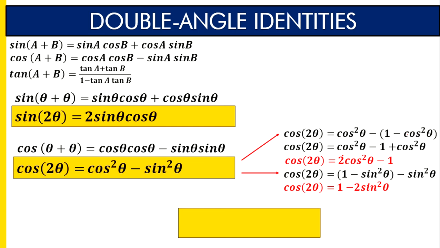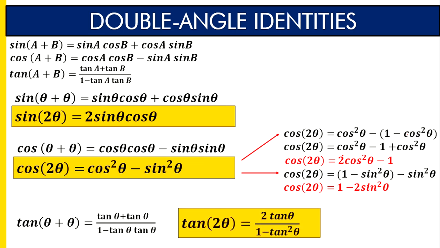Another one we'll have is in tangent. Tangent of theta plus theta is equal to tangent theta plus tangent theta all over 1 minus tangent theta times tangent theta. Tangent theta plus tangent theta is simply 2 tangent theta, and tangent theta times tangent theta is simply tangent squared theta. So the double angle of the tangent is 2 tangent theta over 1 minus tangent squared theta. Remember these 3 because they are very important whenever we are solving for the double angle. We will utilize these later on.